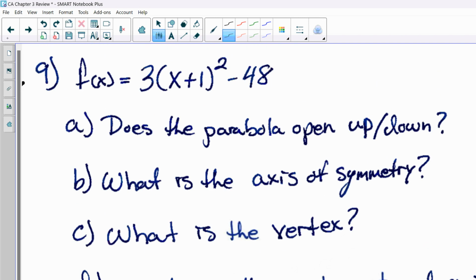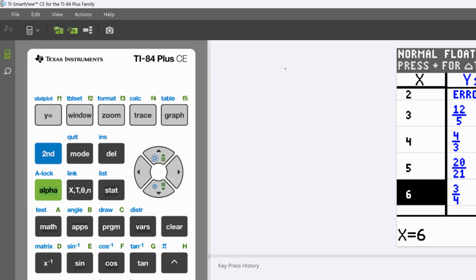So we can look at this one here, 9 and 10. We're just answering these questions based off the parabola given. So the first one, does the parabola open up or down? Well, this one's going to open up. And again, that's all based off a.